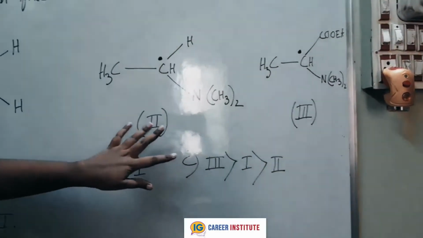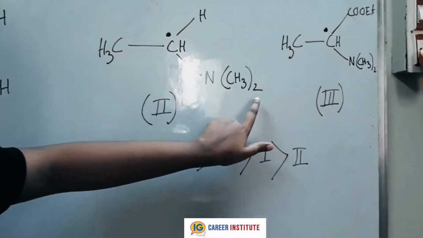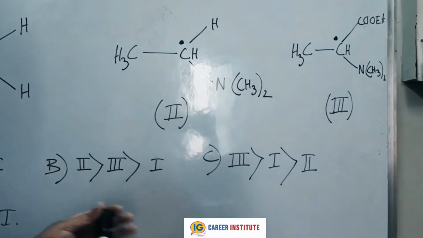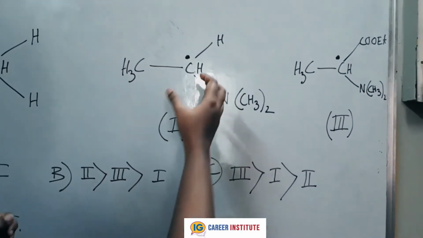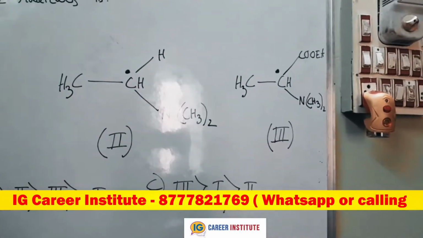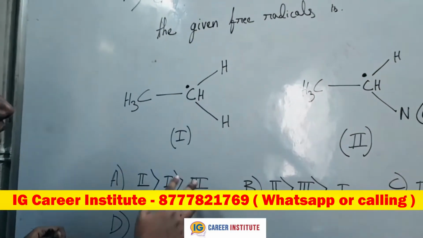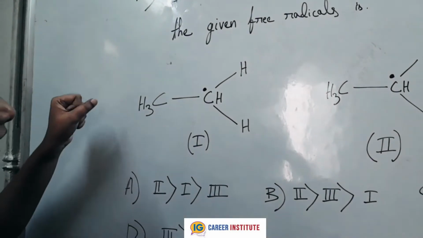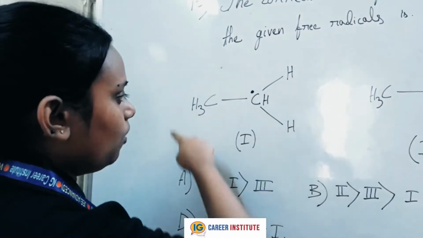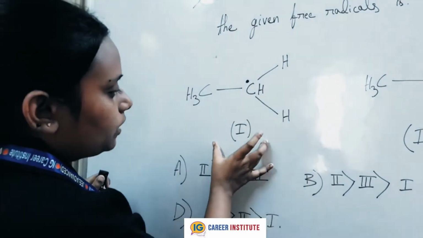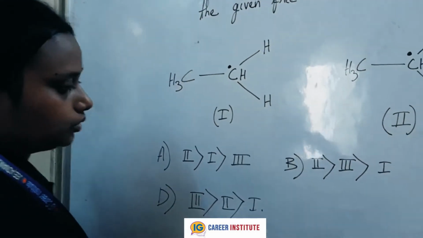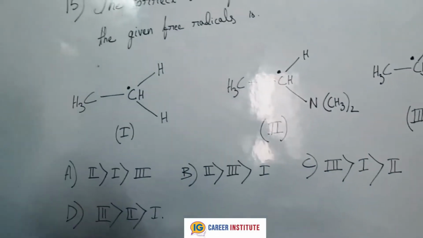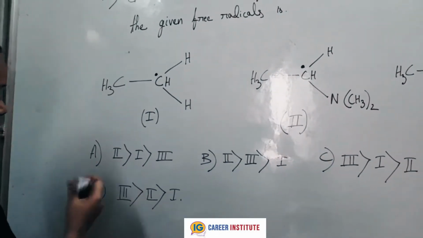As compared to that, in 2 there is only one electron withdrawing group present. No COOEt is there. So the stabilization will be less as compared to 3. And in 1, there is no electron withdrawing group. Only CH3 is present, which is actually an electron donating group. So overall, 1 will be the least stable among these 3. So 3 will be more stable, then 2, then 1. So which is the correct option? Option D.